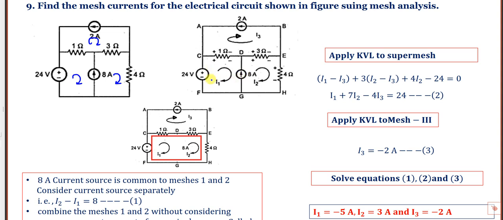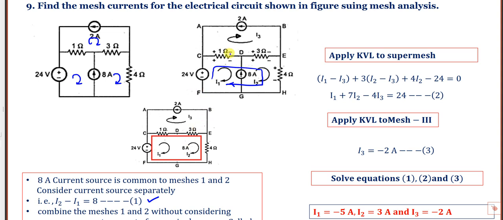So I can combine these two to form a super mesh. And I can directly write, see the direction of the current it is mapping. I1 is coming down, I2 is going up. I2 is mapping with the 8 amps direction. So I can write I2 minus I1 is equal to 8 amps. And that is equation number 1.